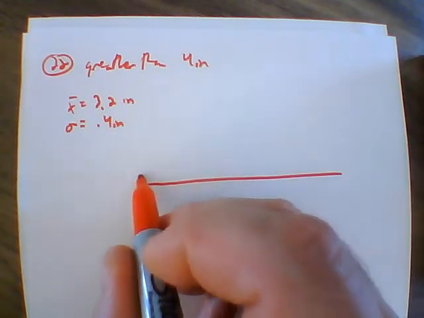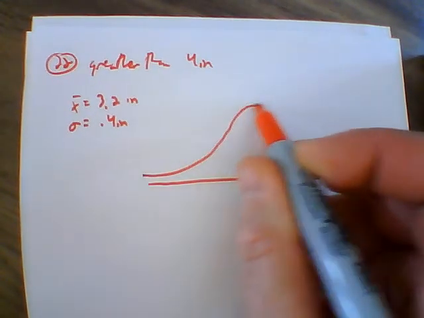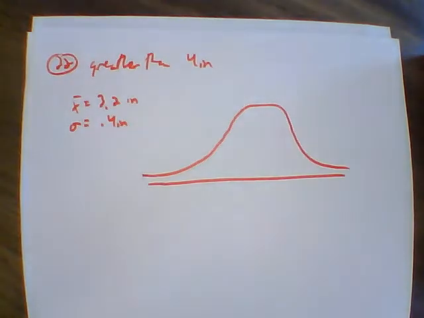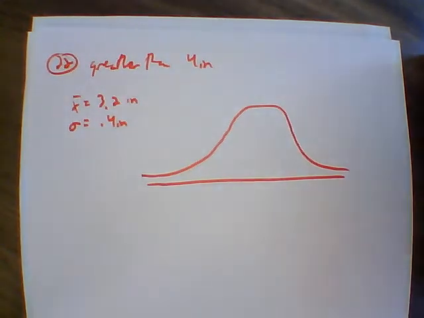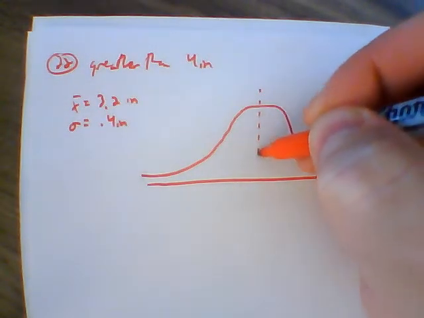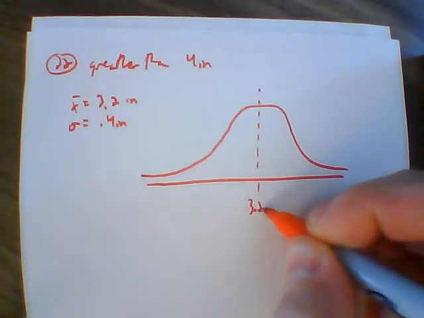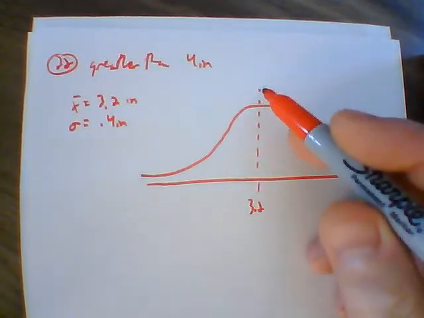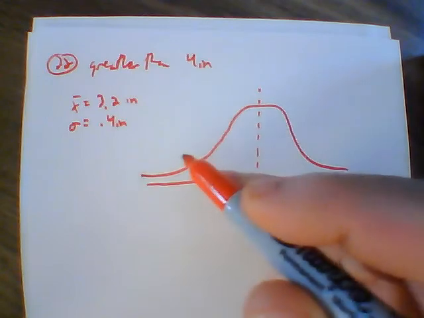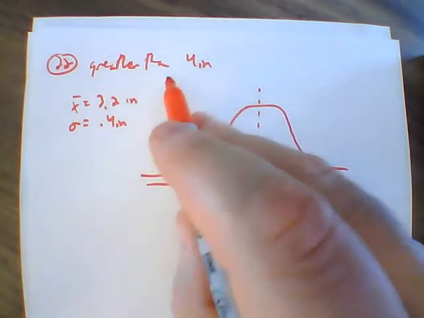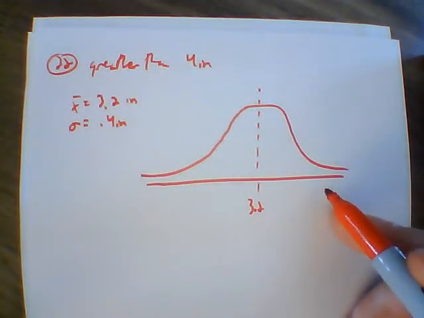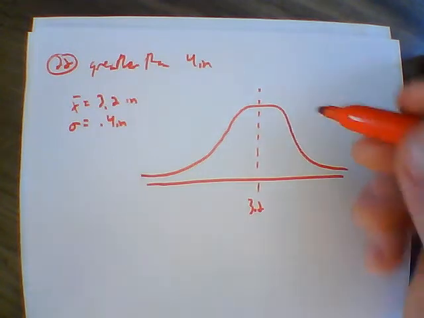So, if we look at our normal curve, in the center here, we have 3.2 inches. Okay, so that's our mean. Now, I don't need to worry about going backwards because I want to be greater than 4. 4 obviously is over here, so I still want to be greater than that.